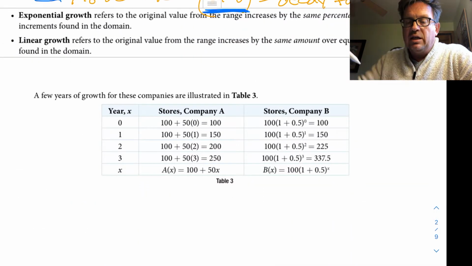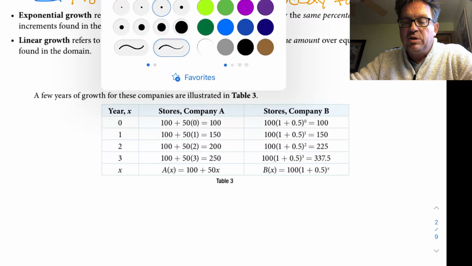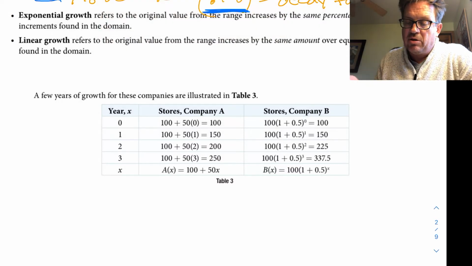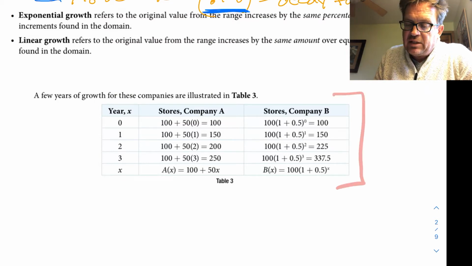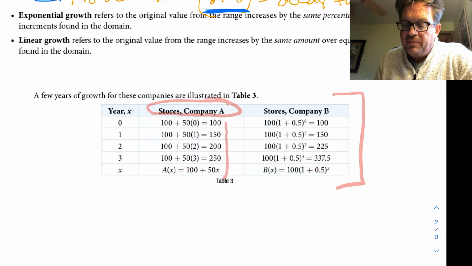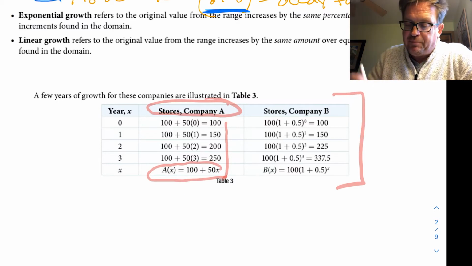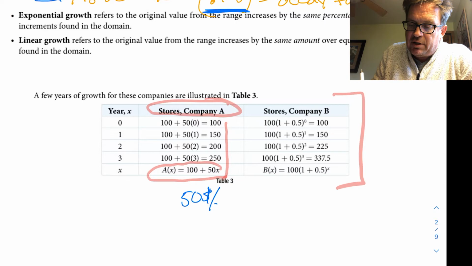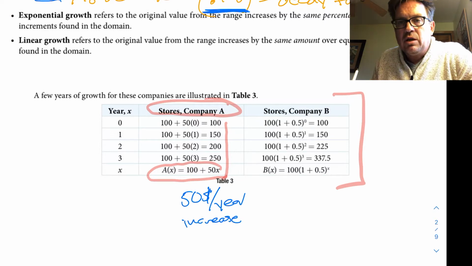And it's important to compare linear growth and exponential growth. So here's an example where you have two stores, and store A, or company A, looks like it's increasing by $50 each year, right? As 100, 150, 200, 250. That gives you a formula of the initial plus $50 per year. $50 per year is the increase. Right? And so after 3 years, they're up to 250.